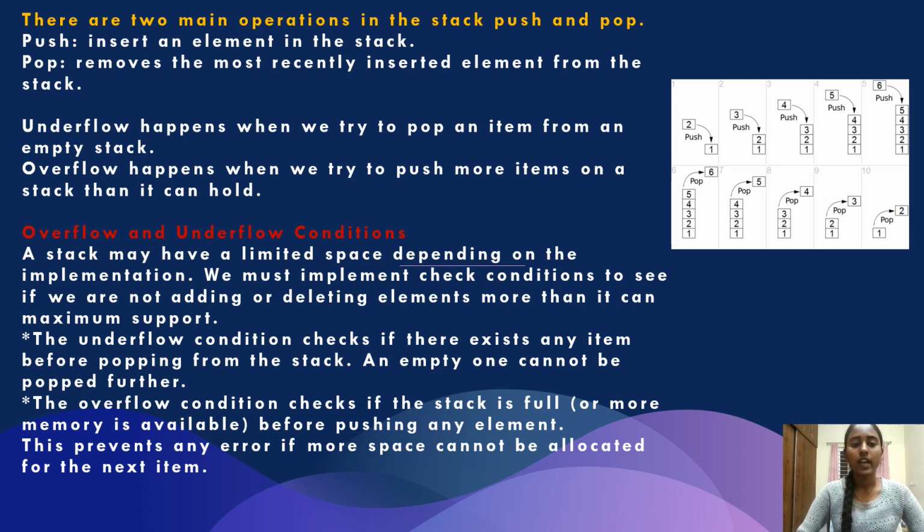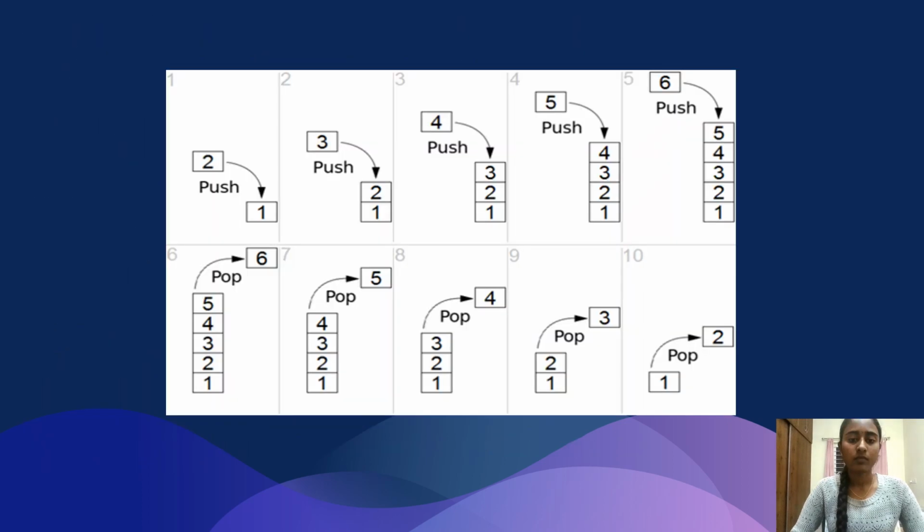Overflow and underflow conditions: the stack may have limited space depending on the implementation. We must implement check conditions to see that we are not adding or deleting more elements than it can support. The underflow condition checks if there exists an item before popping from the stack, since an empty one can't be popped further. The overflow condition checks if the stack is full before pushing an element, which prevents an error if more space can't be allocated for the next item. You can see here examples for push and pop operations. In a push operation, we are inserting an element into the stack, but in a pop operation, we are deleting an element from the stack.